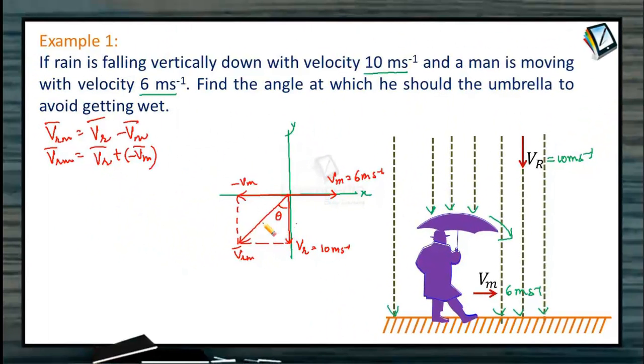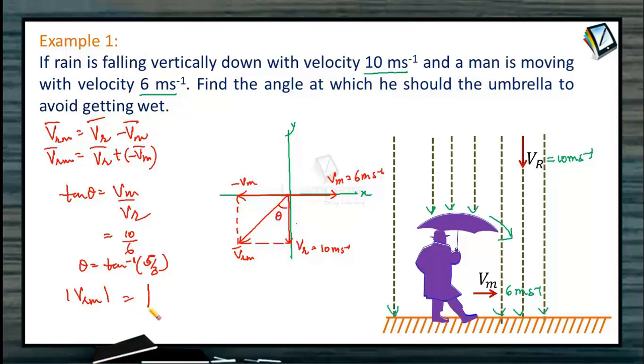At what angle should he hold the umbrella? Tan theta will be equal to Vm by Vr. So what is Vm? 6 meter per second. What is Vr? 10. So theta will be equal to tan inverse of 3 by 5. I'll also calculate the magnitude of the velocity of rain with respect to man. It will be the square root of 10 square plus 6 square, so root of 136. We can also do it by the method of drawing vectors.